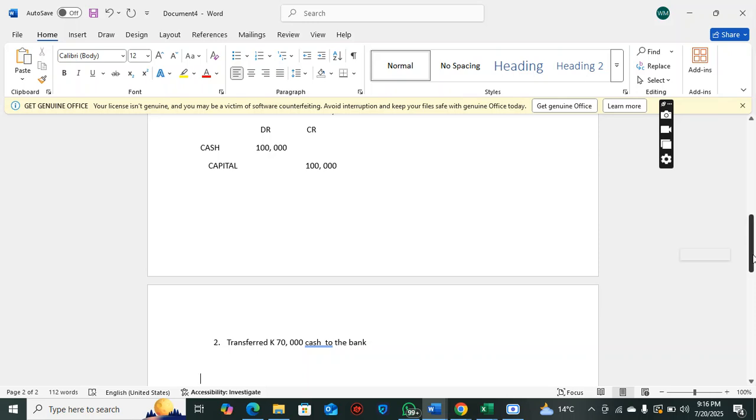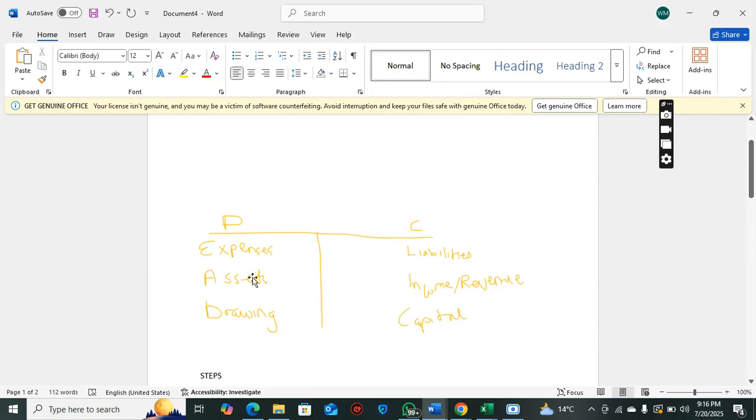Yes. So both of these are assets. Cash is an asset. Reduction in an asset, you credit. Increase in an asset, you debit.